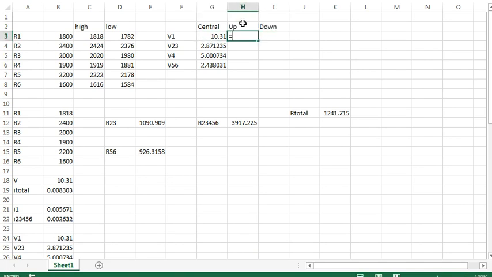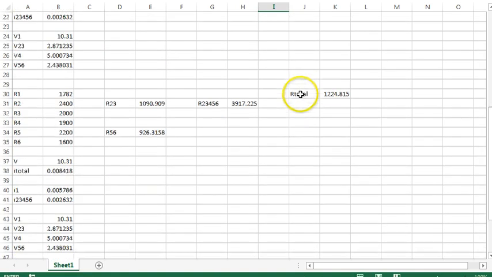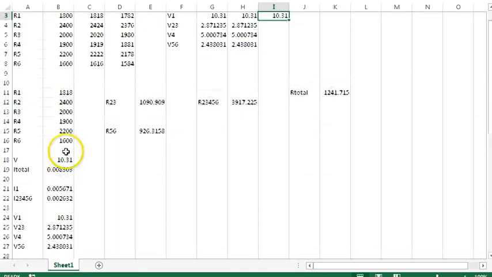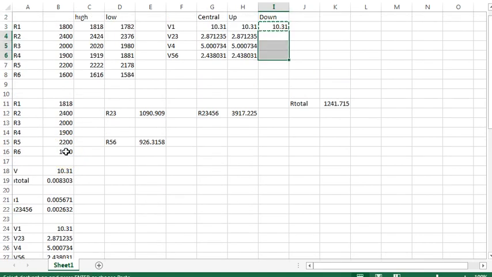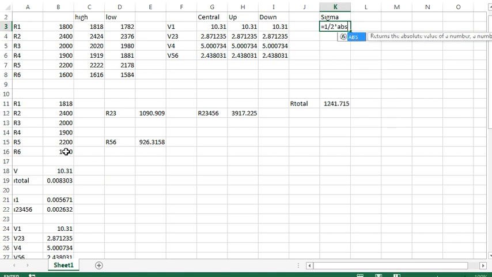Okay, and so this is central, this is up, and this is down. And so I'm just going to go down, I'm going to say that equals that. And there's all the values from taking R1 up. And then we go down here further. And here are all the values from taking R1 down. And we're just going to calculate sigma here is 1/2 of the absolute value of the difference. Right, and so there we go. And you'll see it really makes no difference at all, right?